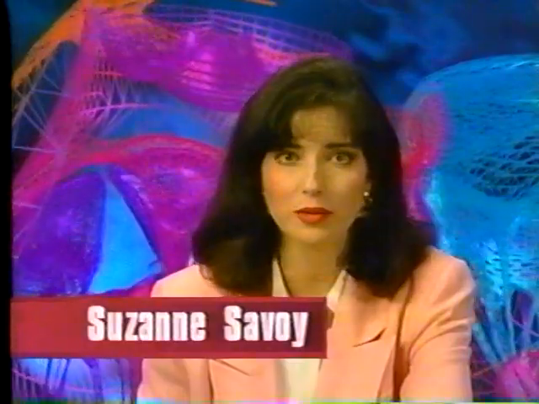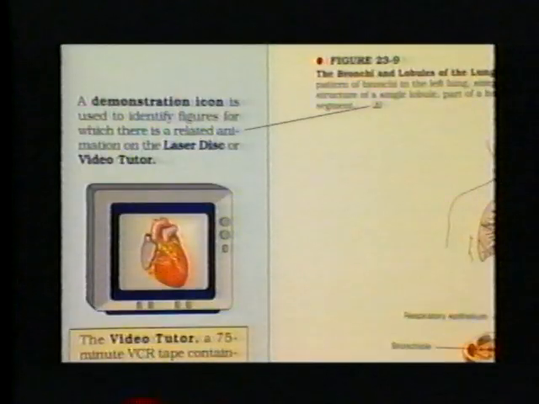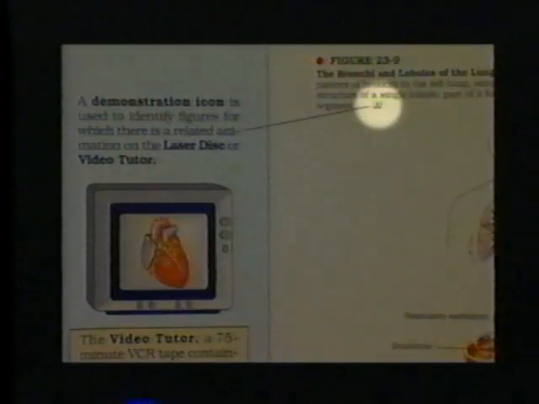The purpose of Prentice Hall's video tutor is to guide you through difficult anatomy and physiology concepts with detailed 3D animations and video footage. While you're reading through Fundamentals of Anatomy and Physiology, you'll see these icons in certain sections. This means that a supplemental explanation is provided in the video tutor.